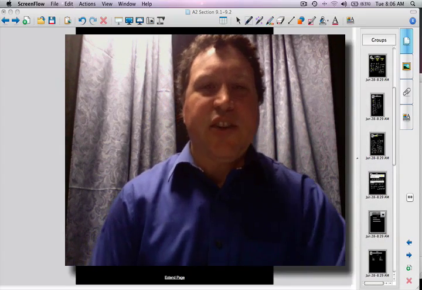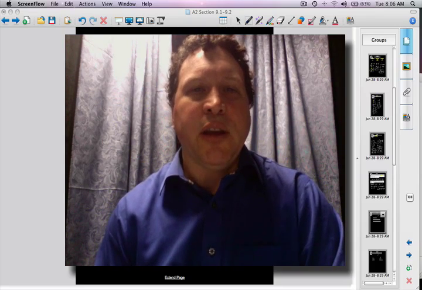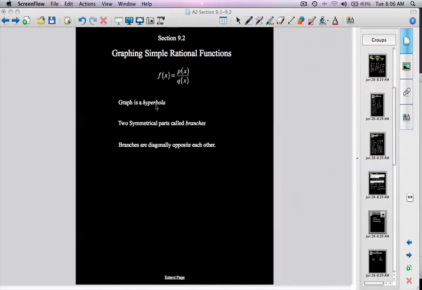Alright, so section 9.2 deals with graphing simple rational functions. Now, when you graph a simple rational function, the graph is going to be a hyperbola. A hyperbola has two symmetrical parts called branches, and the branches are always diagonally opposite each other.